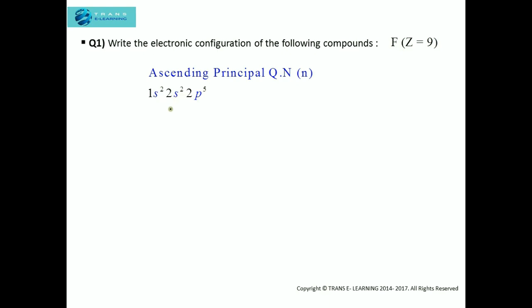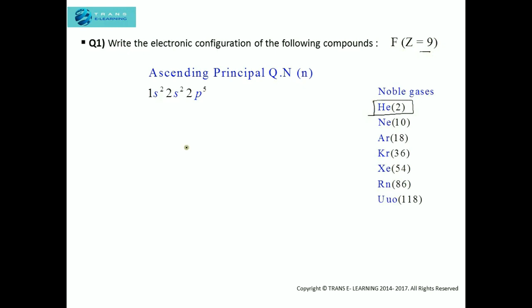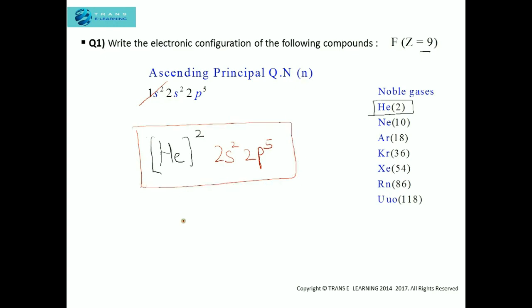Now, if you have to write the electronic configuration by using the nearest noble gas electronic configuration, all you have to do is find out the nearest noble gas configuration. The atomic number of fluorine is 9, so the nearest one is helium. So I will write helium here, which has atomic number 2. So I will cancel 2 electrons, and the rest I will write here, that is 2s2 and 2p5. So this is the electronic configuration of fluorine using the nearest noble gas configuration.